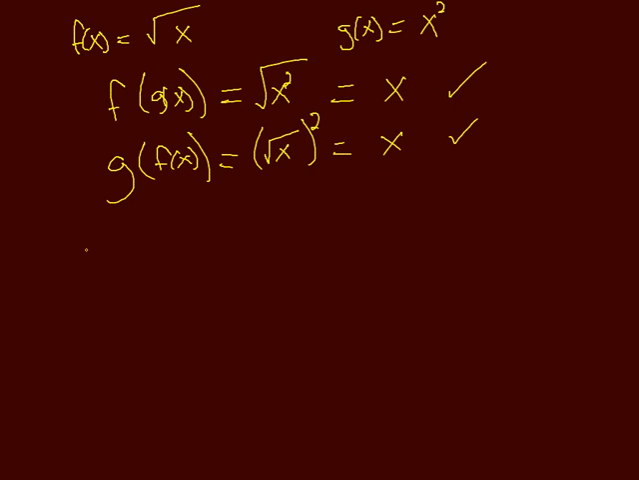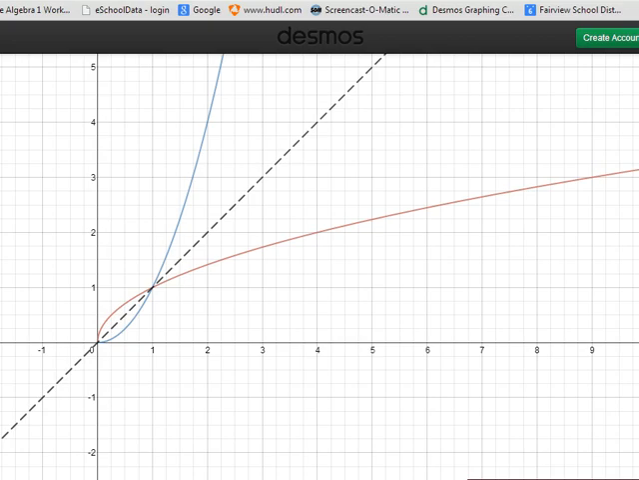Well, let's actually take a look at the graph of these two. Right here, the red is our function g, which is the square root of x. And if we look at its inverse, x squared, we see that these two graphs are symmetrical, but they're not symmetrical about the origin or about an axis. They're actually symmetrical about this dotted line right here, which is significant. That dotted line is the line y equals x.